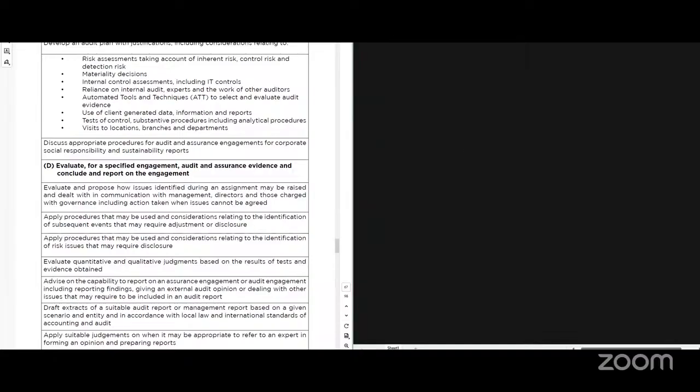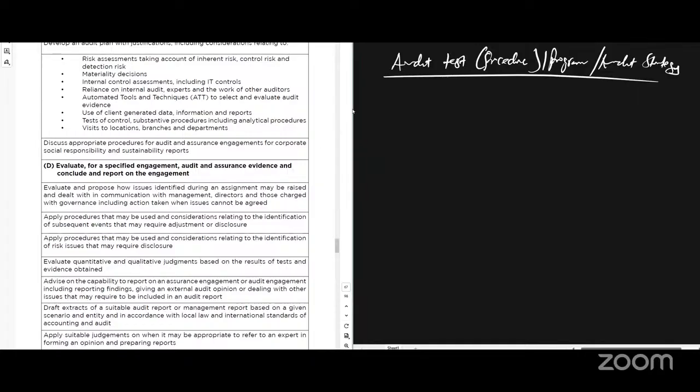So if I tell you to do an audit test, a procedure, an audit program, an audit strategy, that is how you audit. These are all asking for the same question. So when they ask you, first, what are you going to test? What am I testing? That's the source of the evidence.